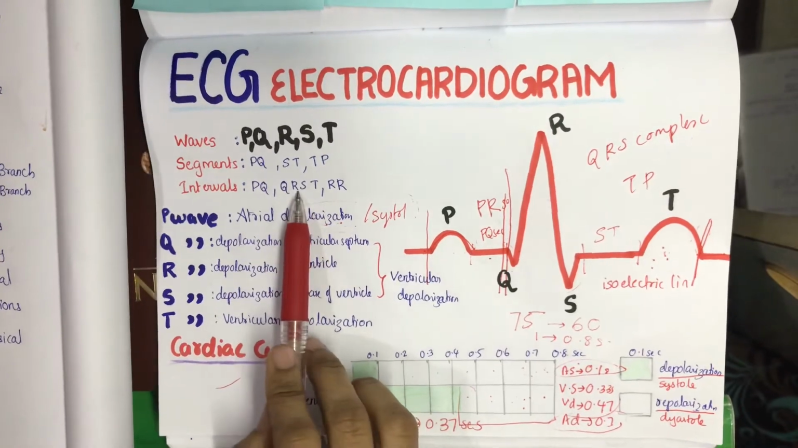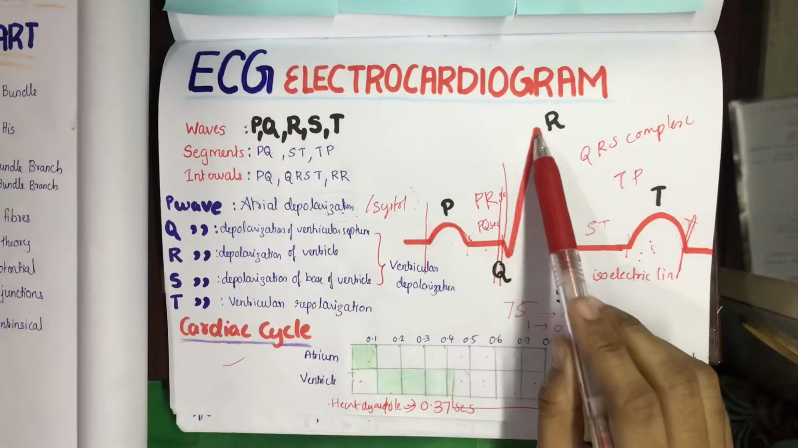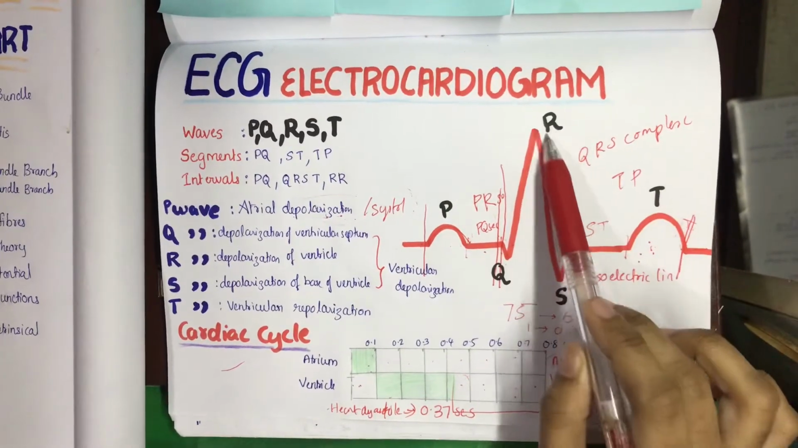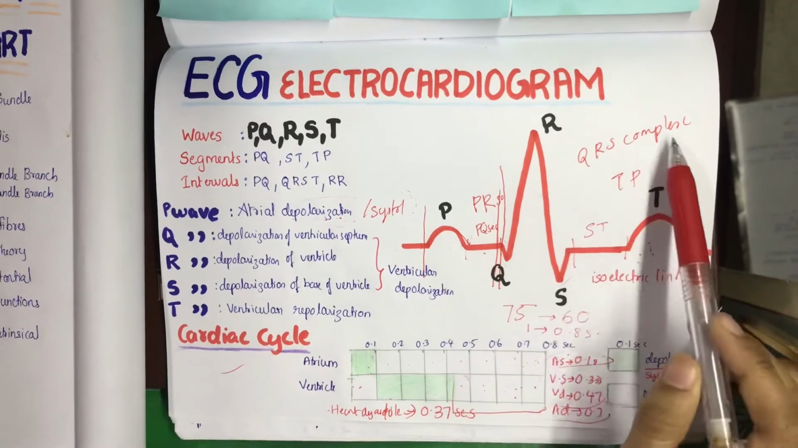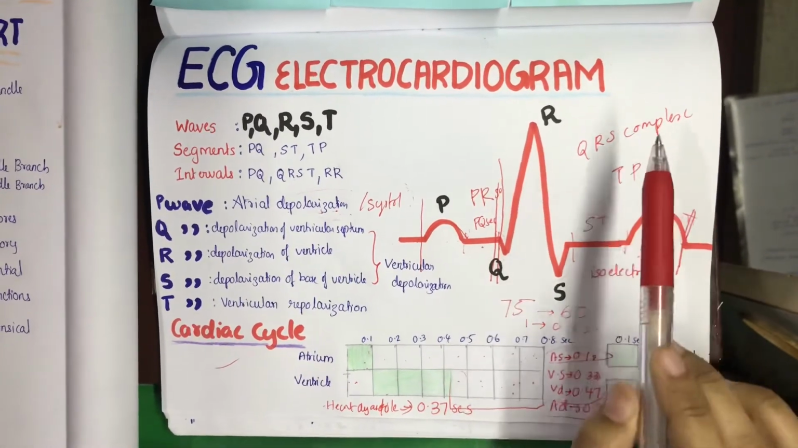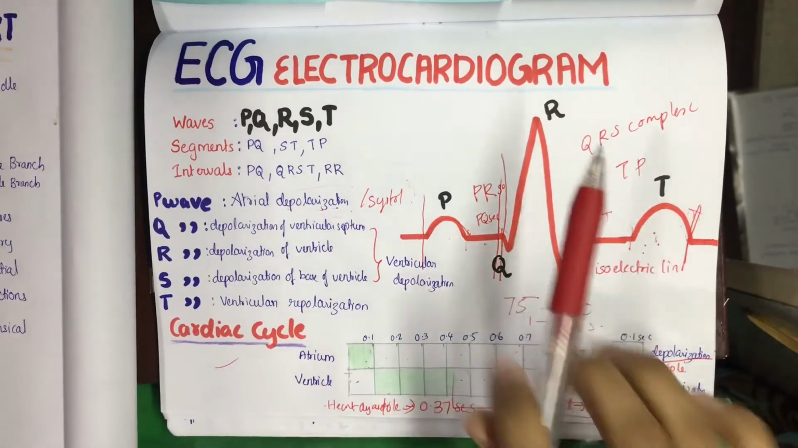And there is one more interval, between two R waves, known as the RR interval, and this RR interval is very important, clinically very important. So I have told all about the ECG.